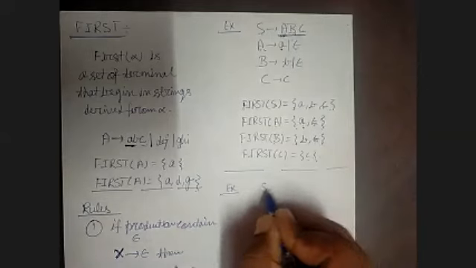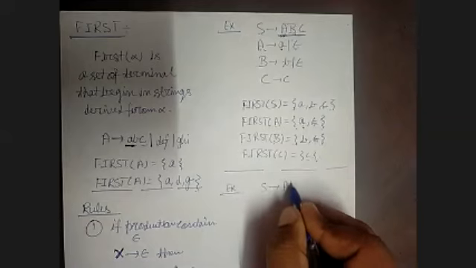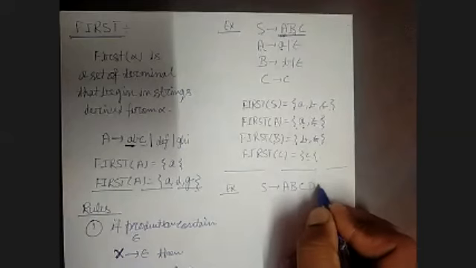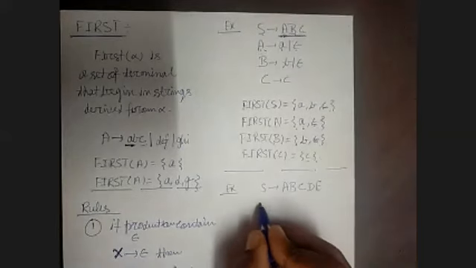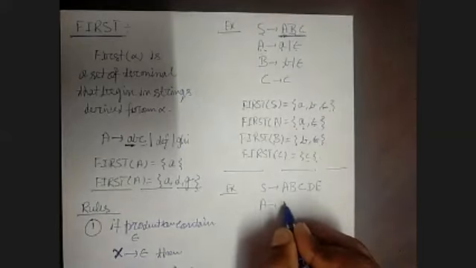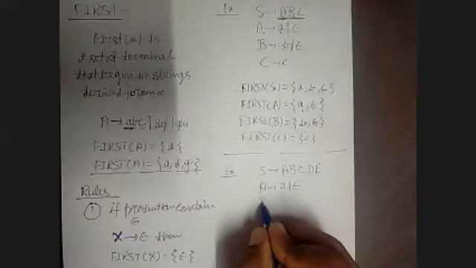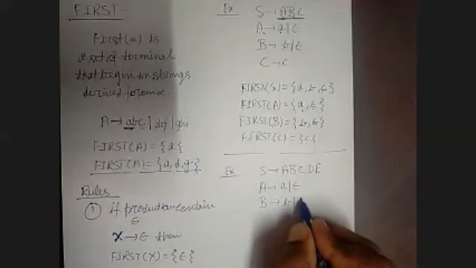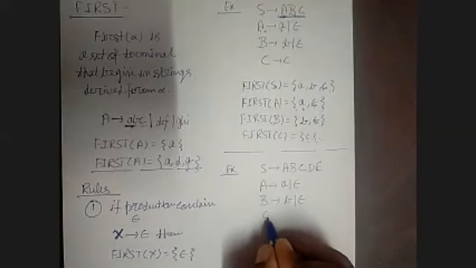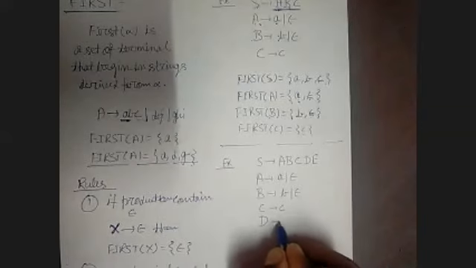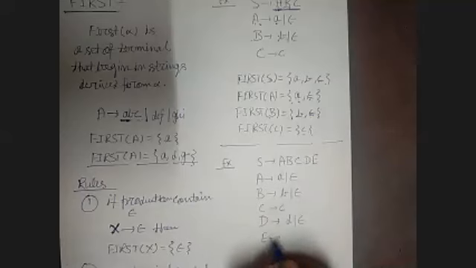Example: S tends to A, B, C, D, E. Now, A tends to small a or epsilon. B tends to small b or epsilon. C tends to small c. Now one more production: capital D tends to small d or epsilon, and capital E tends to small e or epsilon.